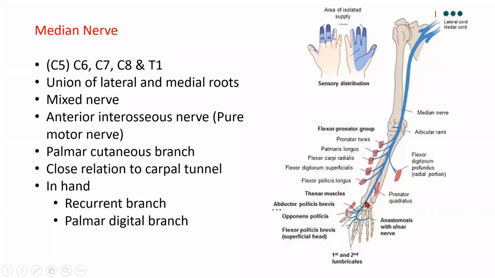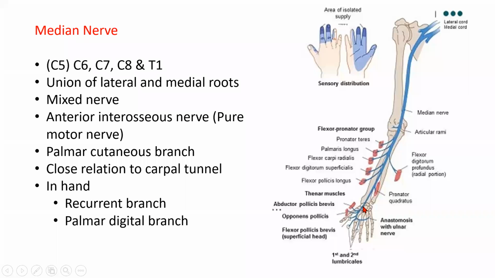And just above the wrist, it becomes very superficial. And here it gives rise to the palmar cutaneous branch, which supplies the sensory area over the thenar eminence. Now, this branch of the median nerve travels superficial to the carpal tunnel. It doesn't go through the carpal tunnel, whereas the median nerve proper goes through the carpal tunnel. It finally divides into the recurrent branch and the palmar digital branch.